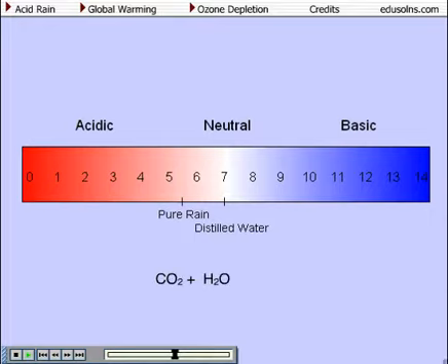Even under normal conditions, carbon dioxide from the atmosphere dissolves in water. The product of this process is a dilute solution of weak carbonic acid. Acid rain is usually described as having a pH of below 5. In some extreme cases, acid rain with a pH as low as 2.1 has been recorded.